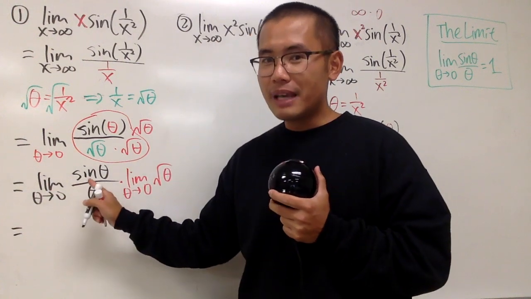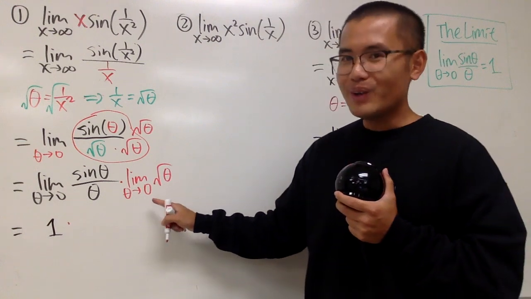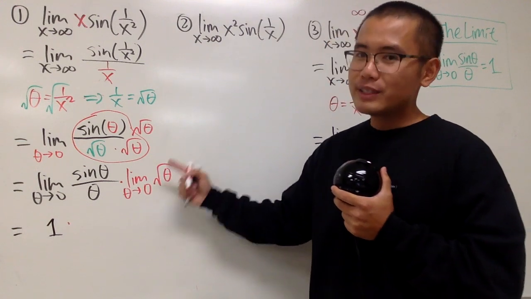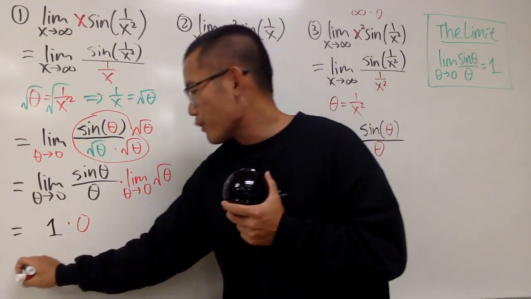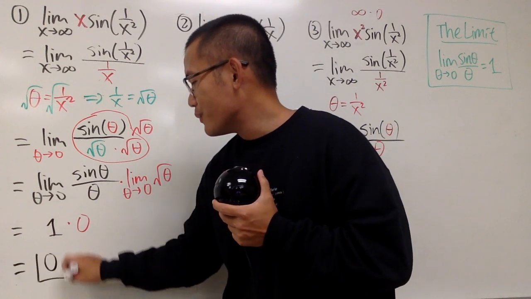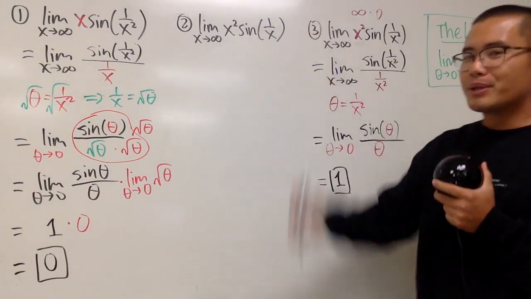This part, thanks to the limit, is equal to 1. And for this part, well, we can simply put 0 into here. Square root of 0 is just 0. So in the end, we have 1 times 0. And of course, all in all, we get 0 for the answer. That's it. Now, number 2.